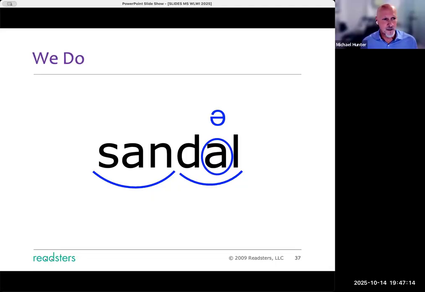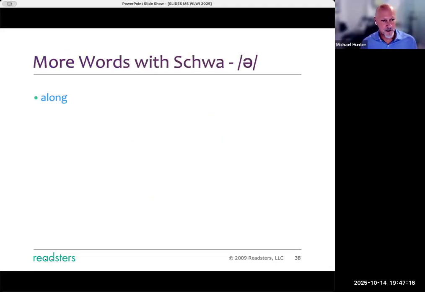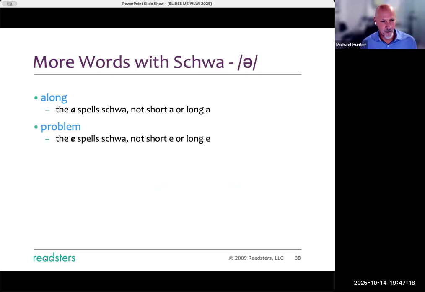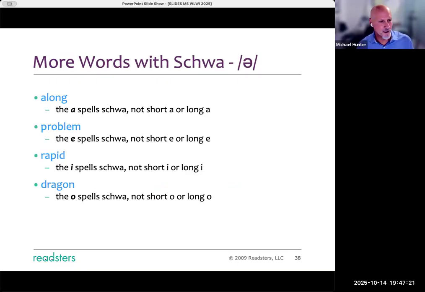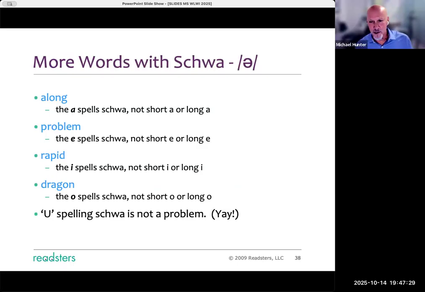Here are some more schwas, just to remind you that all the different vowel letters can spell schwa sounds, and also the different vowel spellings can spell schwa sounds. You may notice that your students, when spelling unfamiliar words, will spell the schwa with a U. And now you know why, because most of the time the schwa sounds like that short U, but a lazy short U.